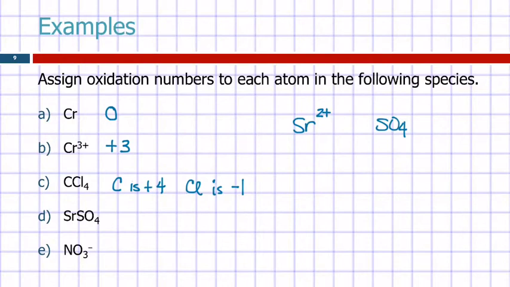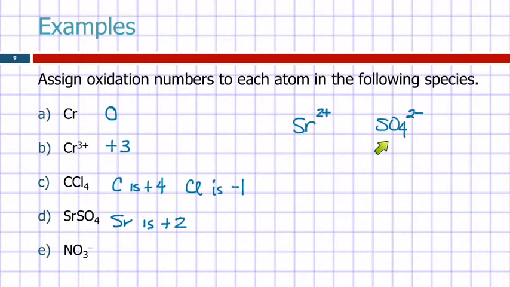2 minus. So you should know that because you were supposed to memorize it, but you could also figure it out from the formula here. If you know that strontium's 2 plus and there's 1 sulfate, it must be minus 2. So we're going to do these separately. What's the oxidation number of strontium 2 plus? Plus 2. It's the same as its charge. So we don't have to do anything fancy there. Strontium is plus 2.